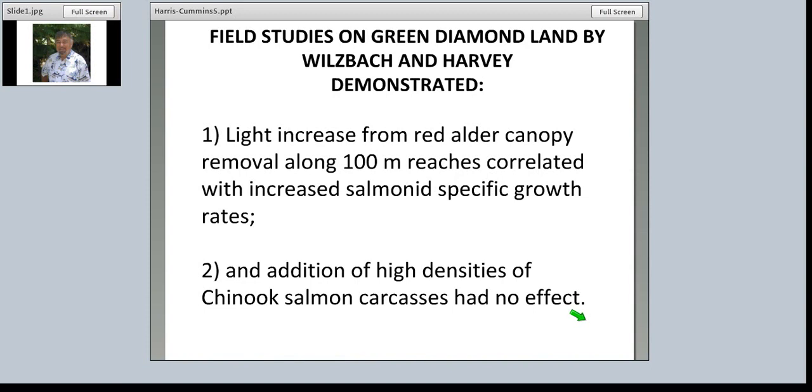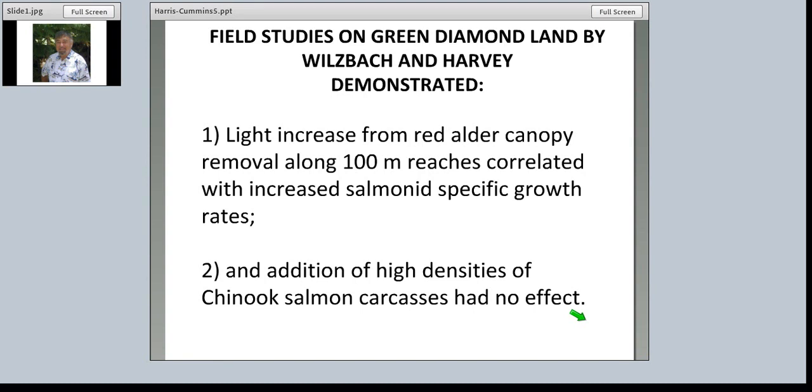But there is, as far as I know, in Northern California, the only data that exist show that when this experiment was done and added large numbers of carcasses, it had absolutely no effect on salmonid growth. There may be qualitative differences, but they weren't showing up in increased growth of the salmonids.